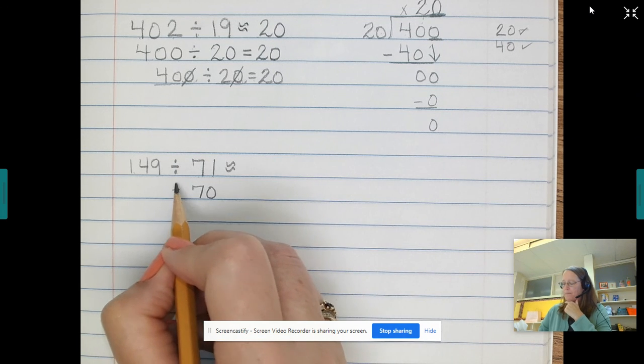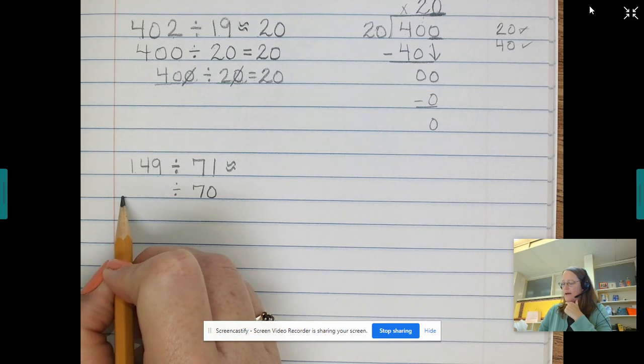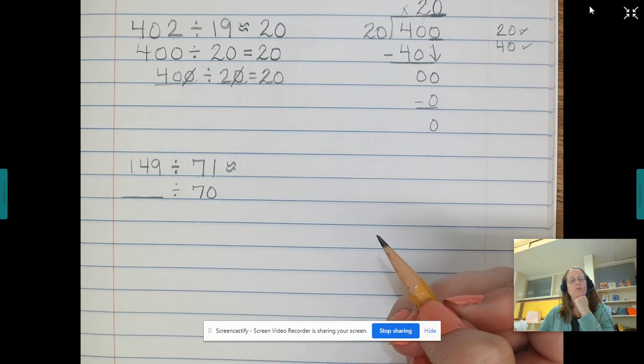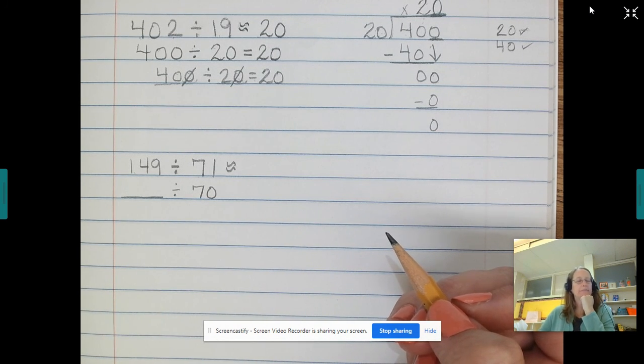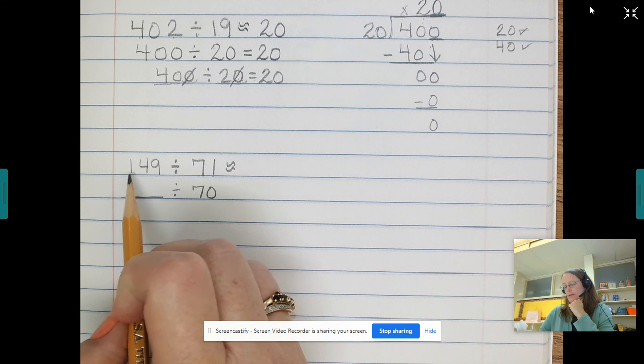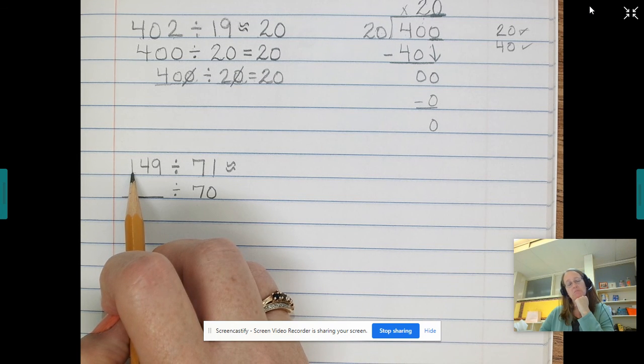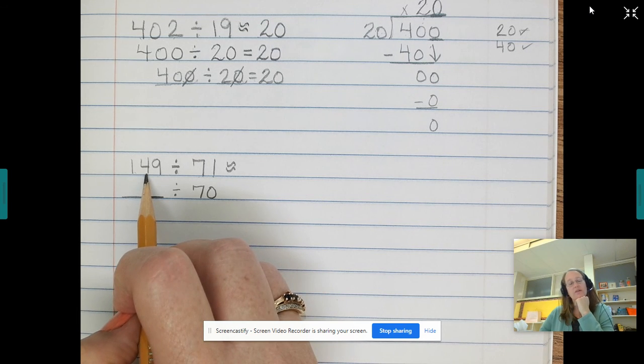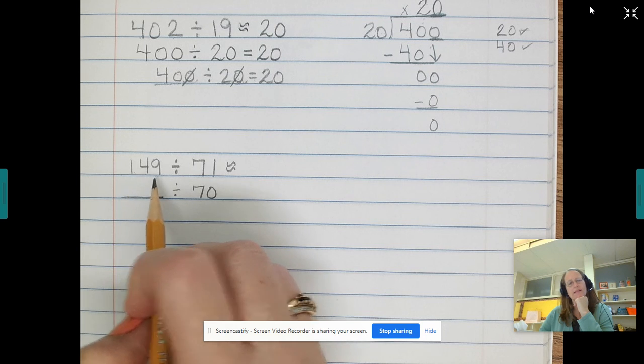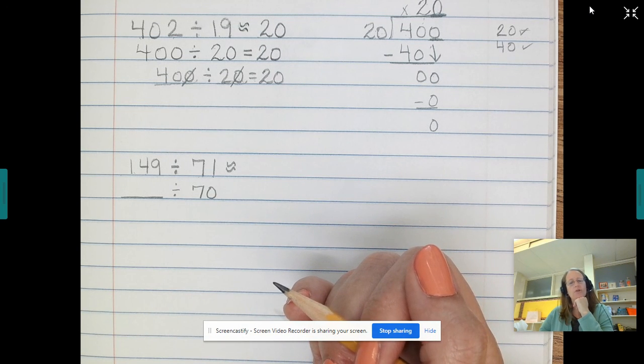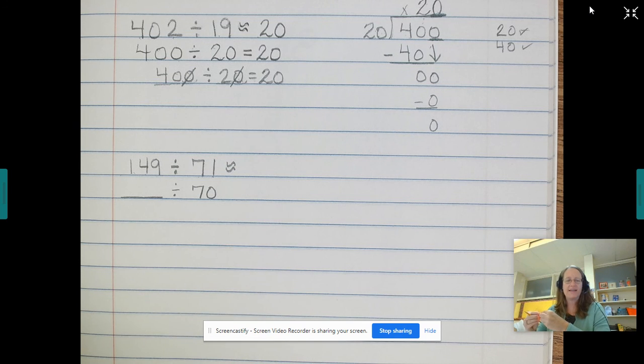Now, here's where you have to be a really good thinker. We could round this number to the nearest 100, and we could round it to 100. We could round it to the nearest 10 and round it to 150. But that really wouldn't help us. Neither one of those ways would really help us use our basic math facts to divide.